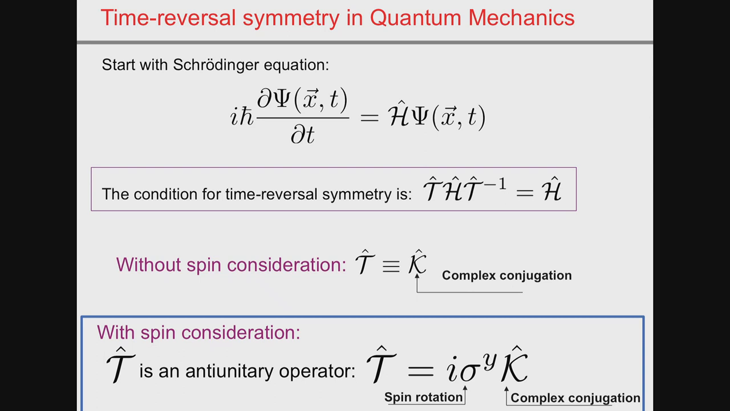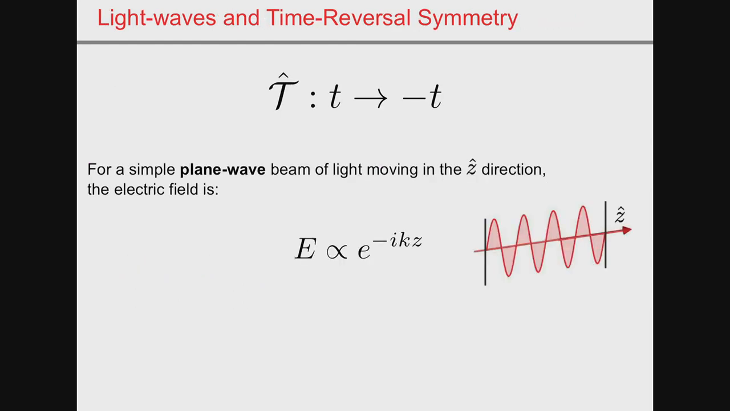On the other hand, if you do have a spin consideration, if there are magnetic moments or spins in the system, then the time reversal operator becomes an anti-unitary operator, which is a combination of the complex conjugation and the spin rotation operator. Okay? So this needs to be kept in mind.